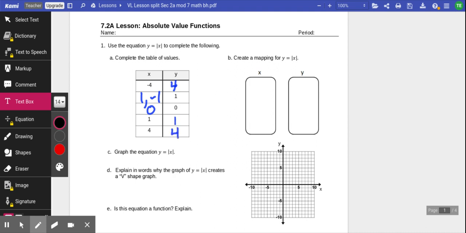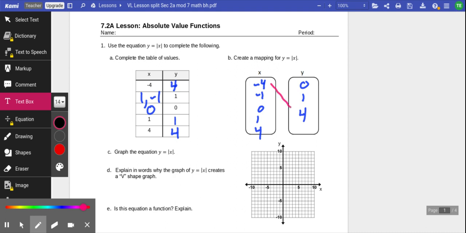So we looked at it as a table. We can also look at it as a mapping. Remember, in a mapping, we don't repeat our values, and we go from the smallest to the largest. So -4 is going to go first, then -1, then 0, 1, and 4. On my y values, I'm going from 0, 1, and 4. We don't repeat our numbers. And then we do our arrows. -4 maps to 4. -1 maps to 1. 0 maps to 0. 1 maps to 1. And 4 maps to 4.